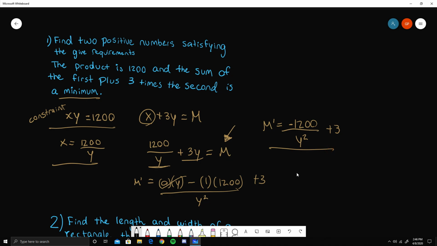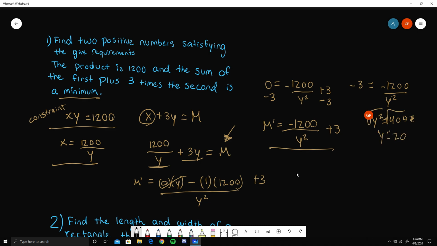And once I do that, it should look something like this: 0 equals negative 1200 over y squared plus 3. So I'm going to move the 3 over, and I'm going to get that negative 3 equals negative 1200 over y squared. Now I'm going to solve for y, and I'm going to get that y squared equals 400, and that y itself is equal to 20.